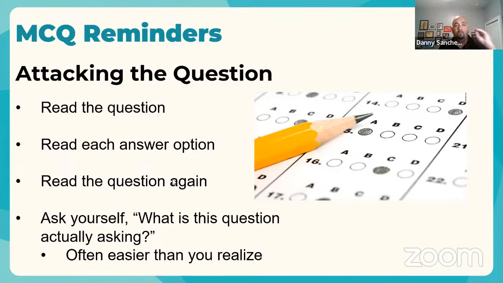So again, read the question, read each answer option A through E, read the question again, now with the choices in mind, and then ask yourself, what is this question actually asking? And you move on from there. And remember, it's the best answer, not the right answer. You might have right-ish answers.